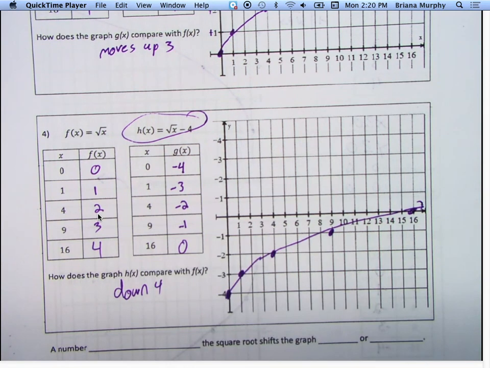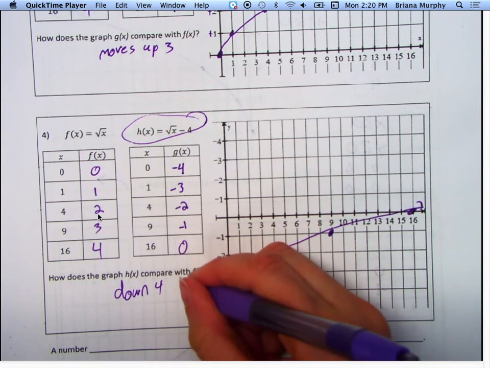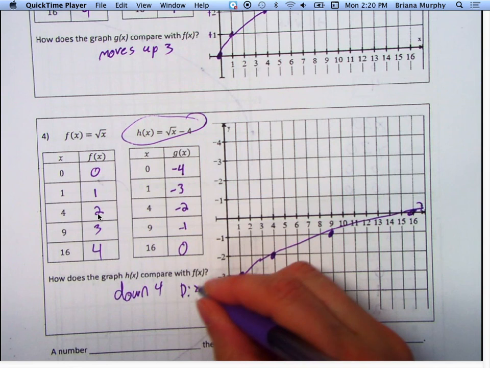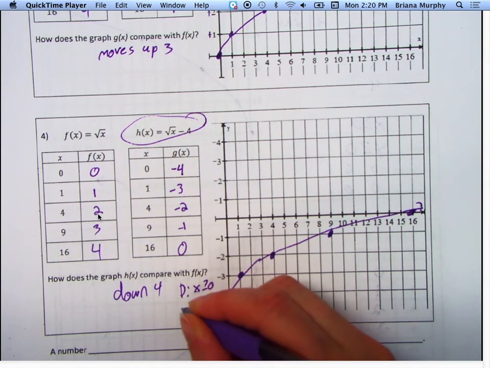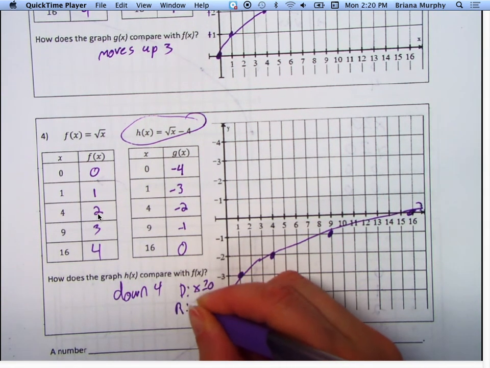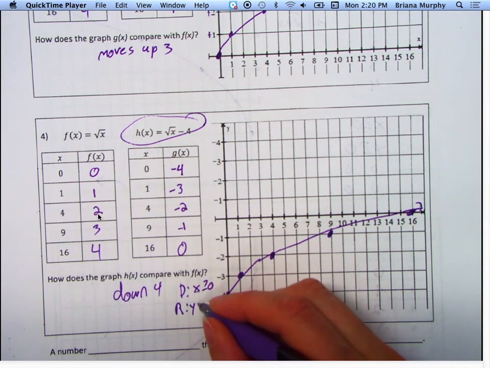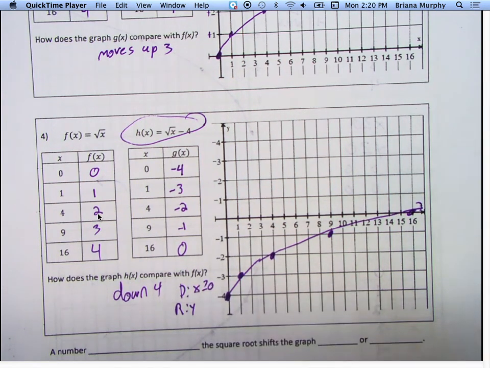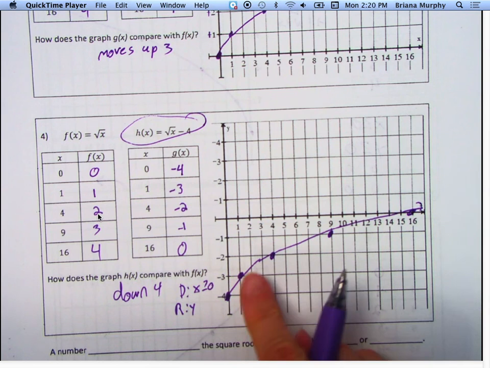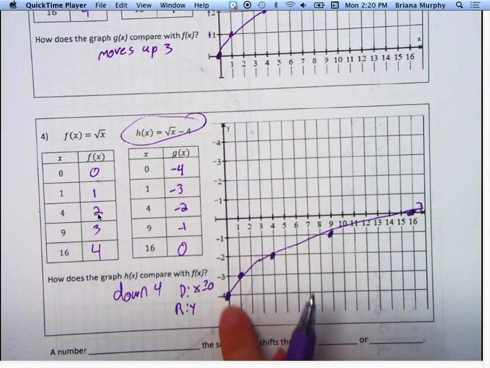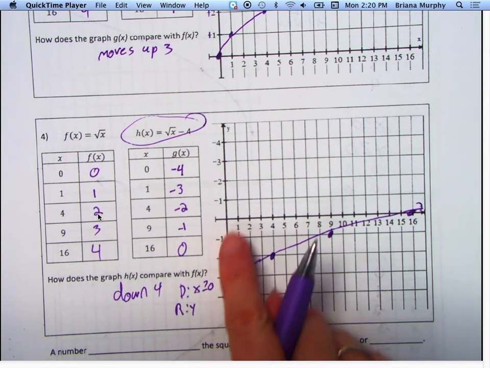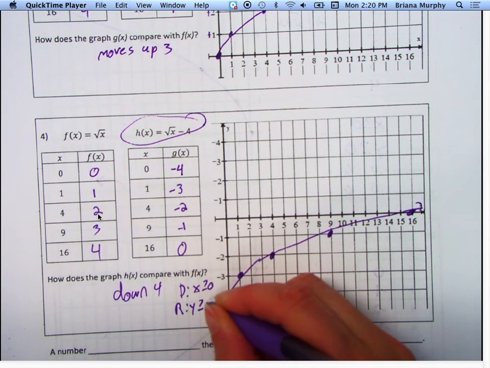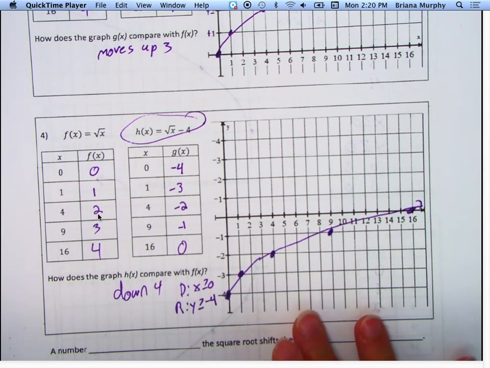Let's talk about the domain and range here. What's the domain? X is still greater than or equal to 0. What is the range? Less than or equal to negative 4. Wait, what? Why is it greater than? Greater than or equal to negative 4, right? I was like, I can't get below negative 4.